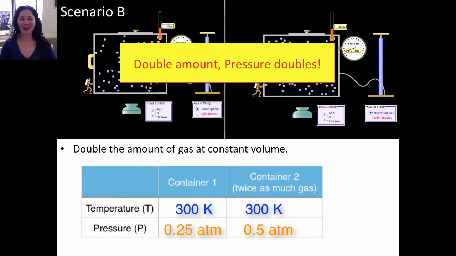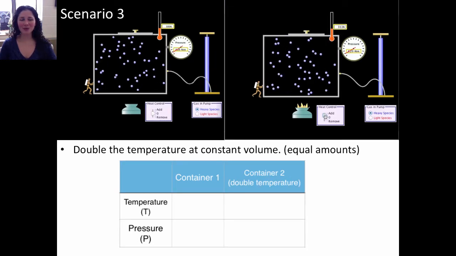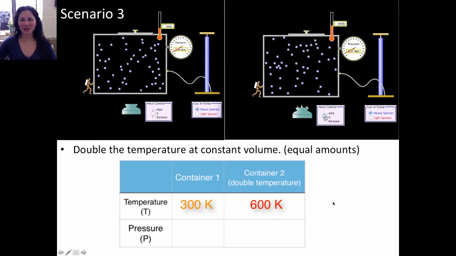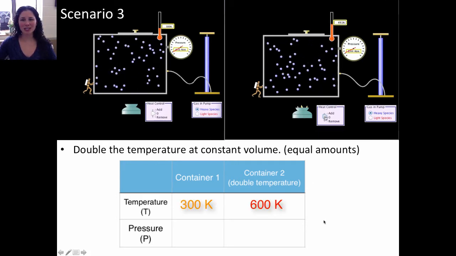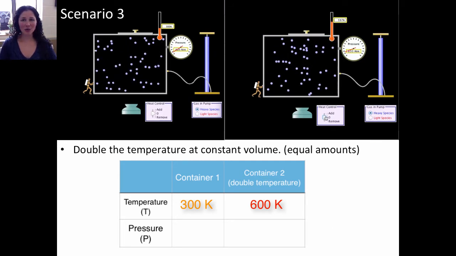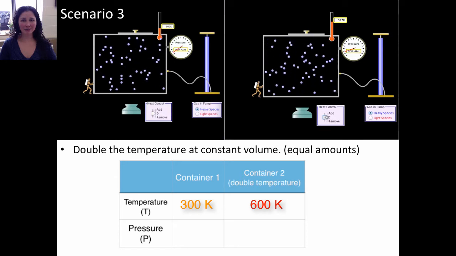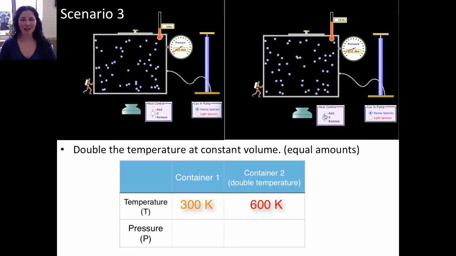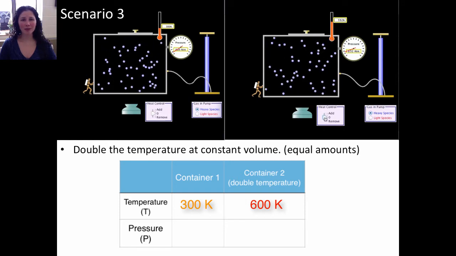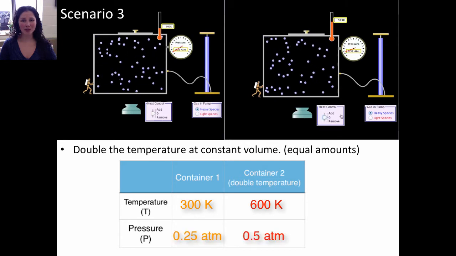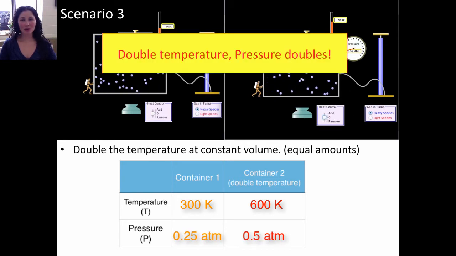Now let's look at a third scenario. In this one, we're going to double the temperature. Notice I'm adding fire to the bottom here to increase the temperature in the second container. The volume is staying constant, so I'm essentially heating a sealed container. And notice that the pressure is increasing. I started off at a pressure of around 0.25 atmospheres, and now that I've doubled the temperature, I'm around 0.5 atmospheres. Doubling the temperature will double the pressure.